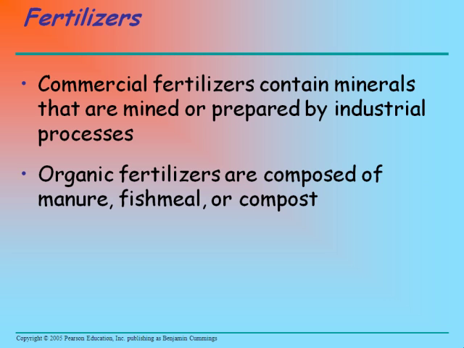Fertilizers are chemically bought fertilizers that contain minerals that are mined, or they can be prepared by industrial processes. Most of the cheaper fertilizers are prepared by industrial processes. The organic fertilizers are more expensive, more friendly to the soil. They're composed of manure, fish meal, or compost.